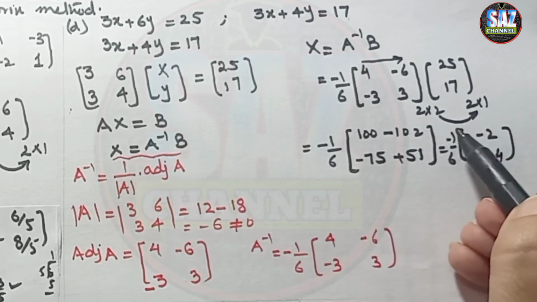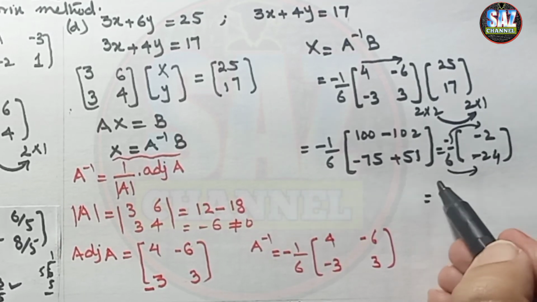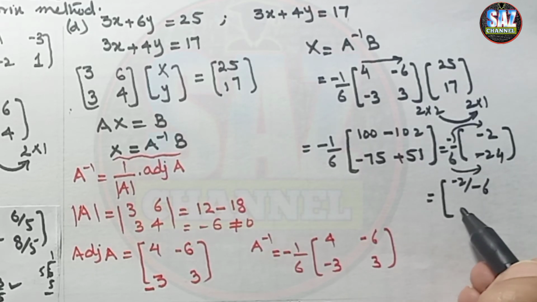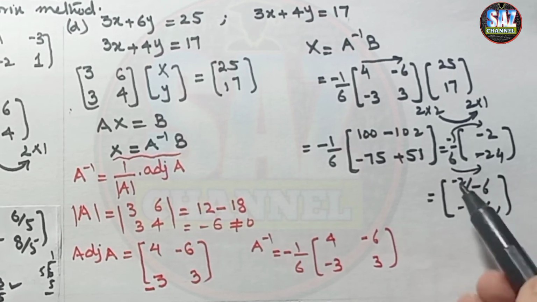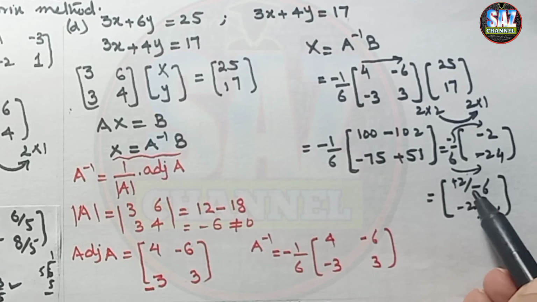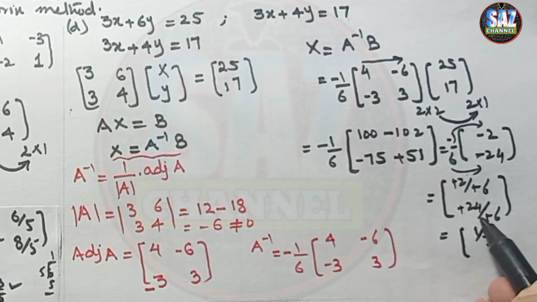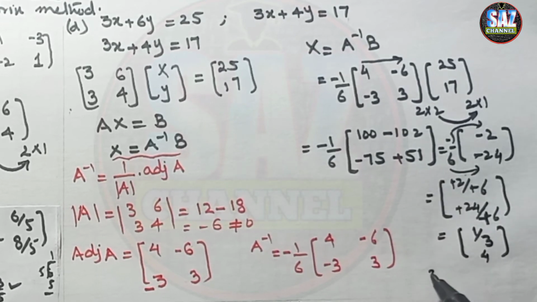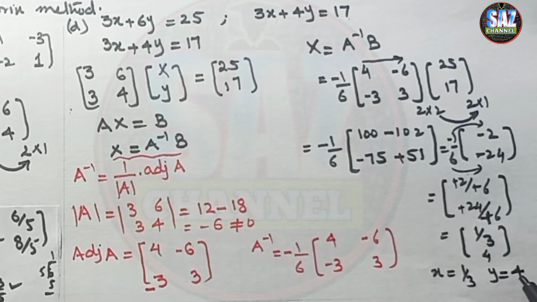Now what we have to do is take this number inside the bracket, and the equation will take the form minus 2 by minus 6 and minus 24 by minus 6. Then I have to simplify this. Minus sign will go with minus sign. 2 ones are 2 and 2 threes are 6, so 1 by 3, and this is a plus sign, and 4. So the value of x equals 1 by 3 and y equals 4 for this question.